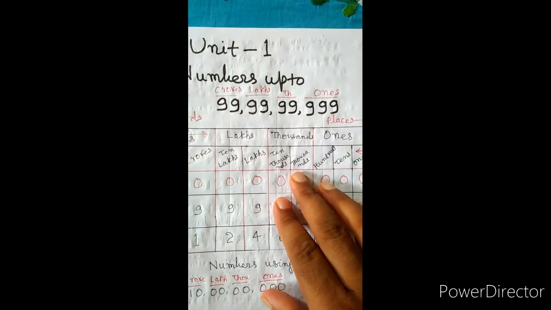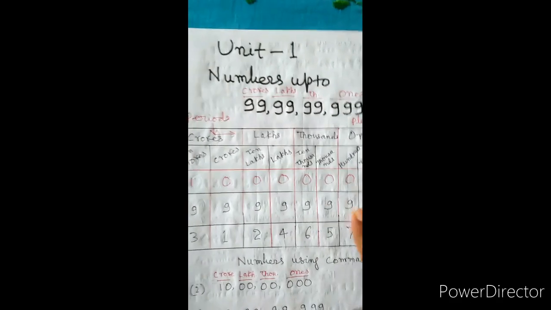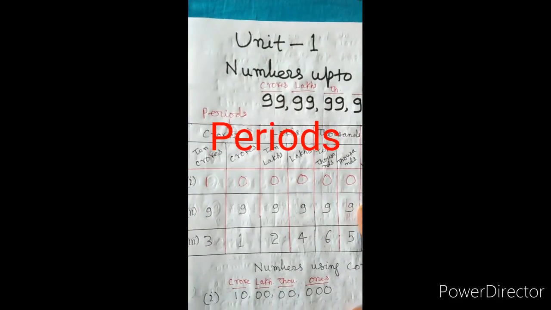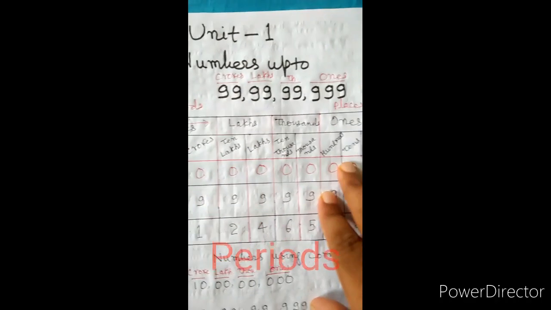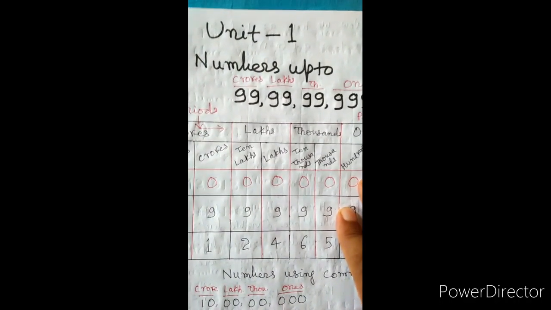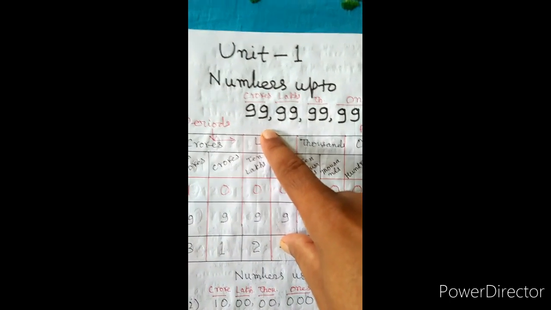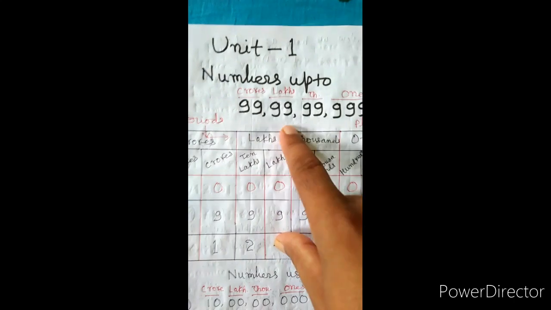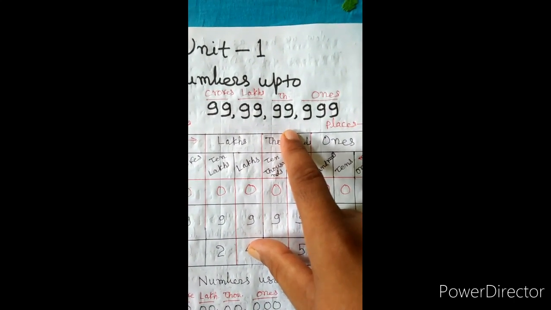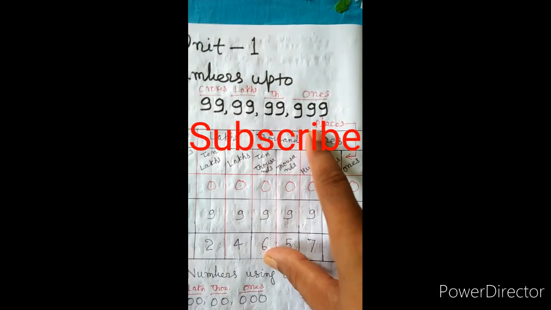Here are total 9 digits and they are forming a number. With the help of 9 digits, a number is formed. That is here 99 crore, 99 lakh, 99,999.